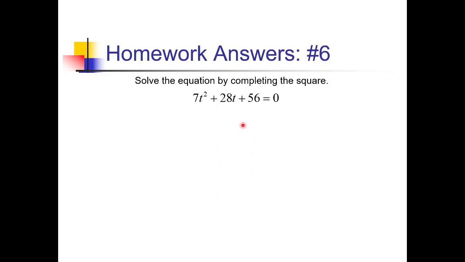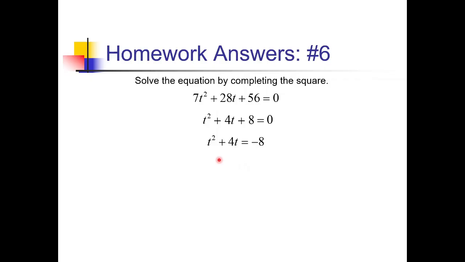To solve this one by completing the square, I need to move this constant over, and also I need to divide by this 7 to get just a 1 for the a value here. Let me do the 7 first. So dividing by that, we end up with 1t squared plus 4t plus 8 equals 0. And I also want to move this 8 over to the other side so I can throw whatever I want on the left side and not worry about constants that are already there gumming up the works.